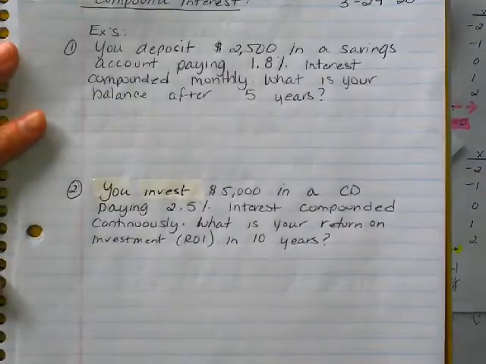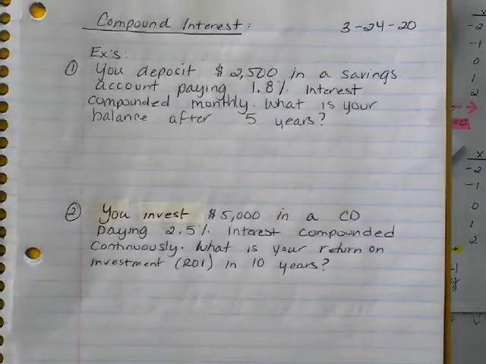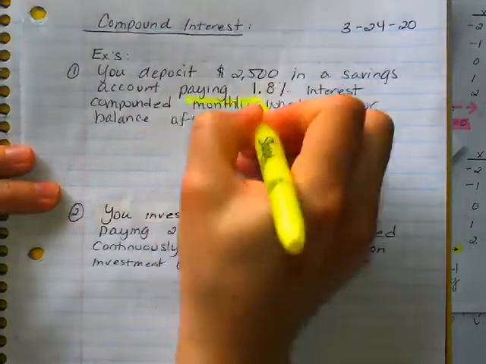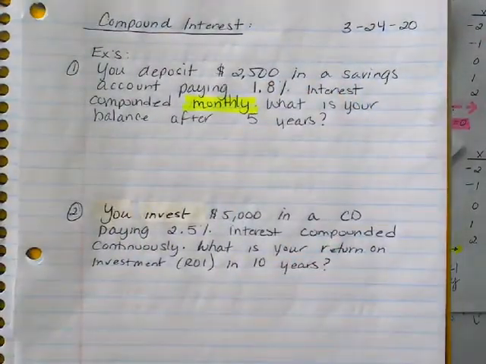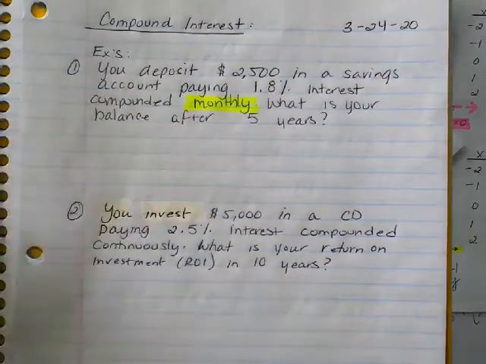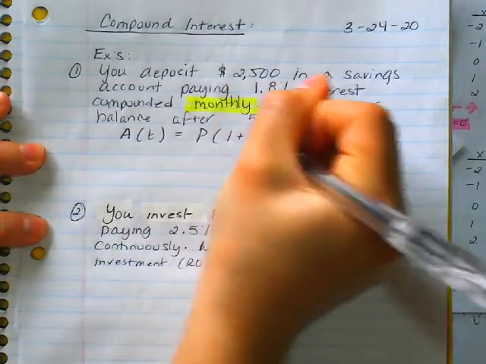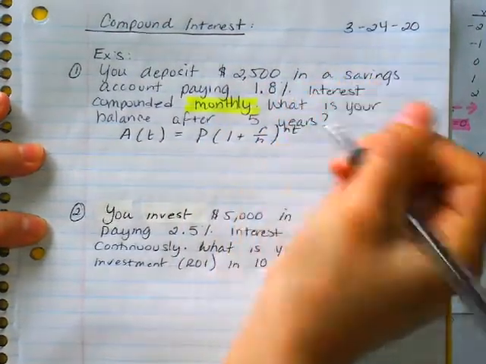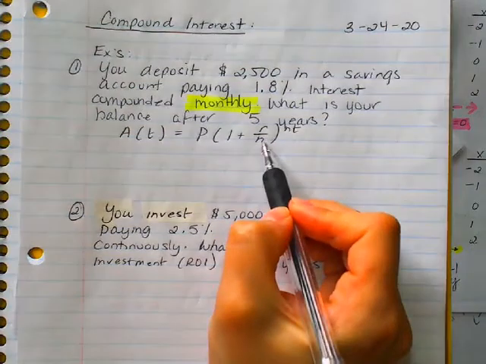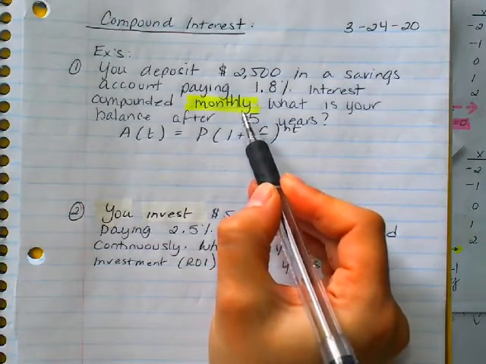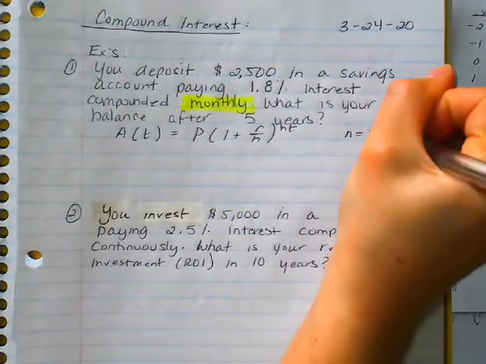Example 1. You deposit $2,500 in a savings account, paying 1.8% interest compounded monthly. So here's our big clue word, monthly. What is your balance after 5 years? So if it's being compounded monthly, that means that we're using this formula. Our n is telling us the number of times that it's compounded in a year. And if it's compounded monthly, it means that n is 12.